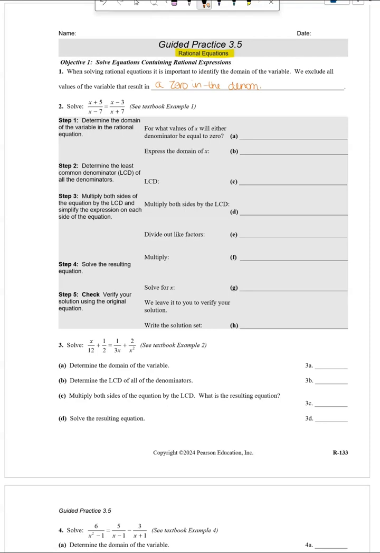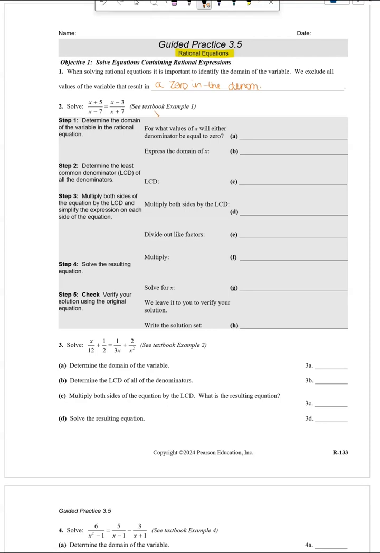So our next one is we're going to solve x plus 5 divided by x minus 7 equal to x minus 3 divided by x plus 7. Okay, so the first step is we're going to determine the domain of the variable in the rational equation. So we look at the denominators and we set them both equal to 0.